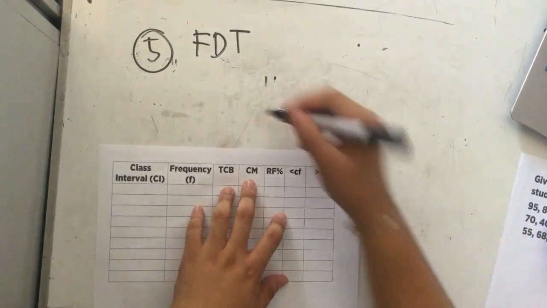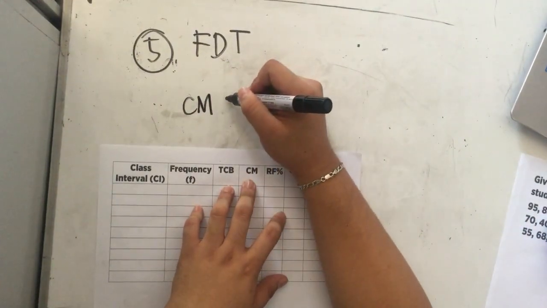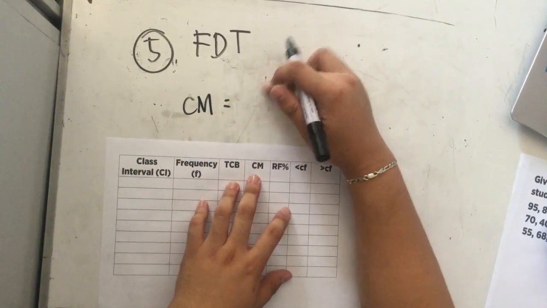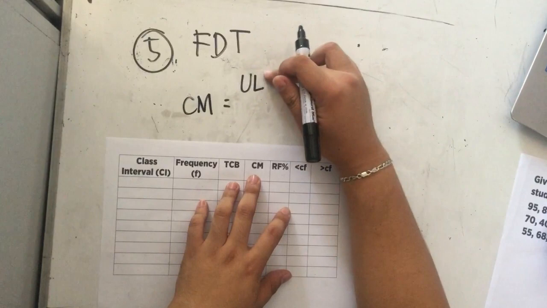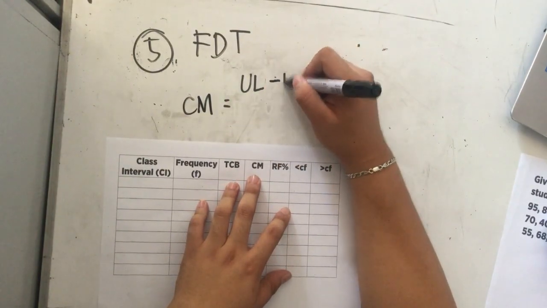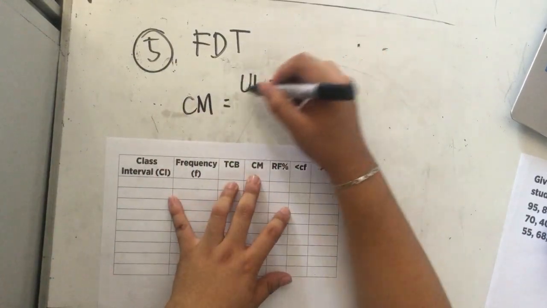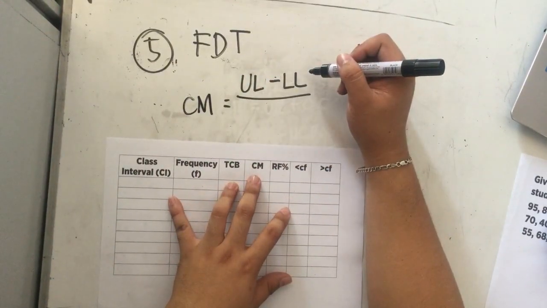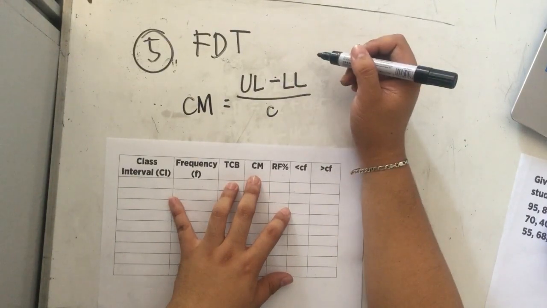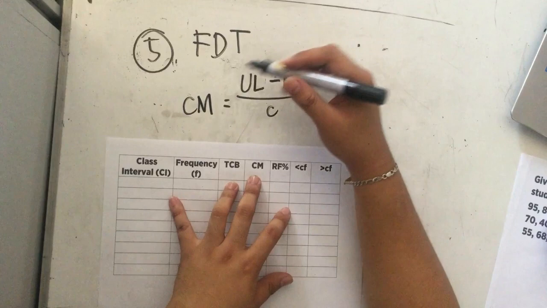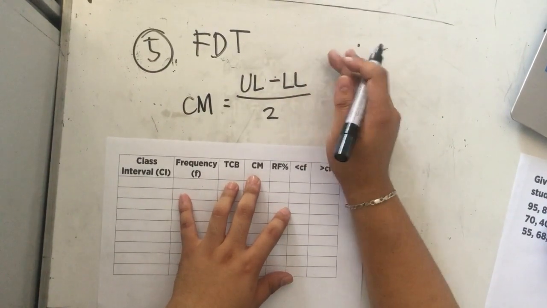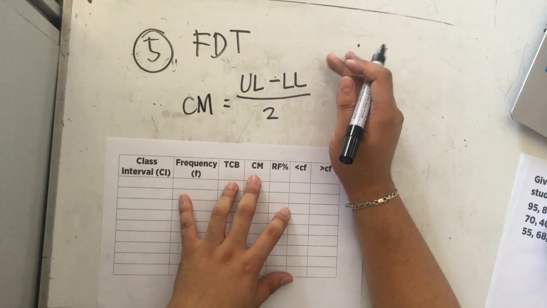Next, we have our class mark. Our class mark is actually the midpoint of our class interval. So, si upper limit ng ating first na interval minus kay lower limit ng ating first na interval over the class width. Okay? The class width. So that is your over divided by 2. Okay? Midpoint nila. So that is our class mark.